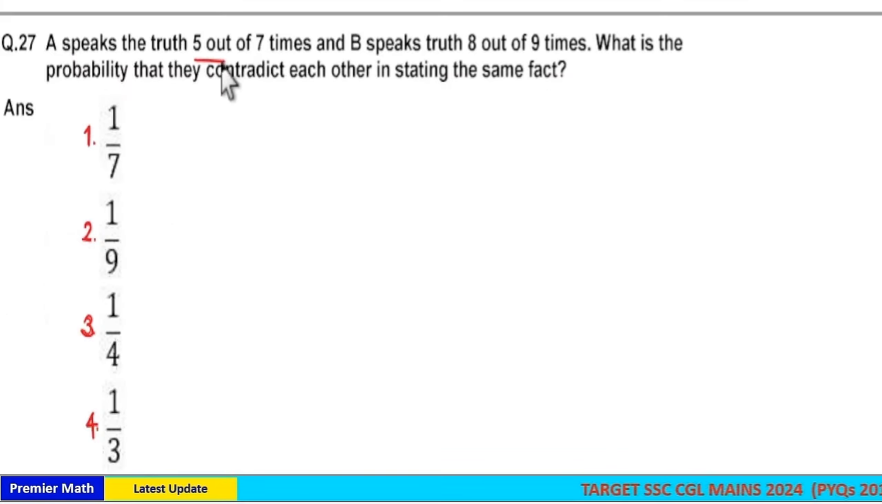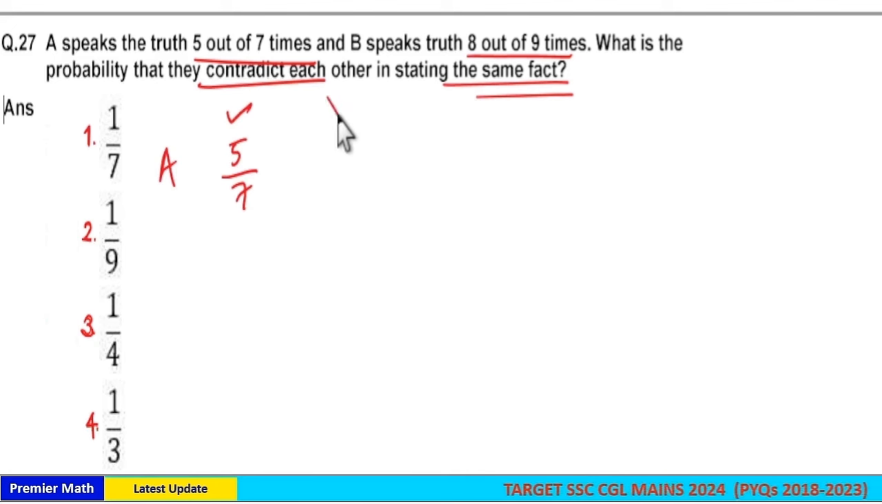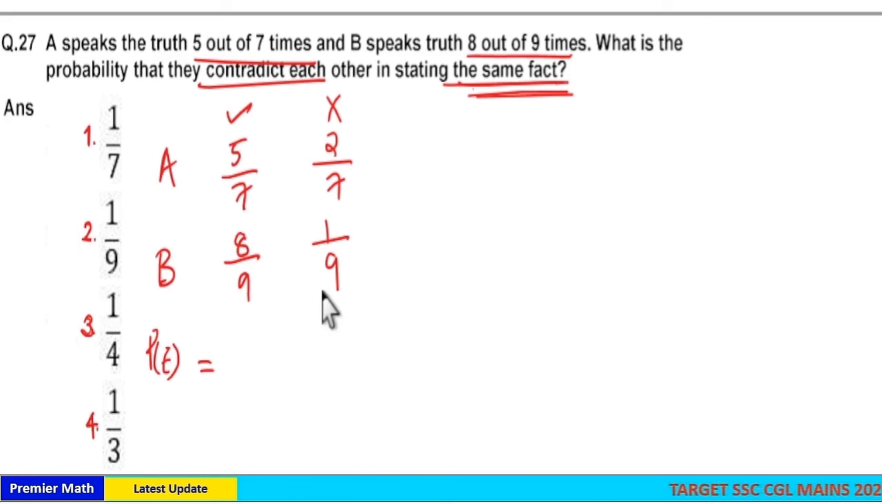A speaks the truth 5 out of 7 times and B speaks the truth 8 out of 9 times. What is the probability that they contradict each other in stating the same fact? Here, when A speaks the truth 5 out of 7 times, he speaks lies 2 out of 7 times. When B speaks truth 8 out of 9 times, he speaks lies 1 out of 9 times. Now, probability of contradiction by A and B in stating the same fact is equal to: when A speaks truth, B should speak lies. When A speaks lies, B should speak truth.